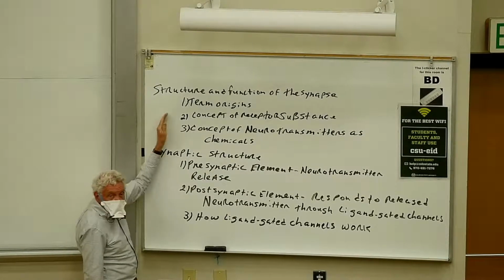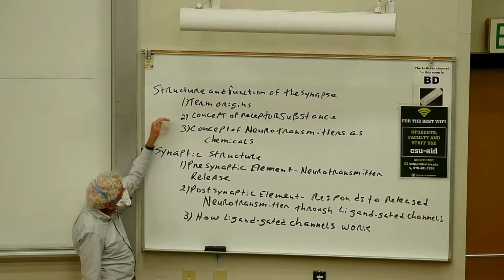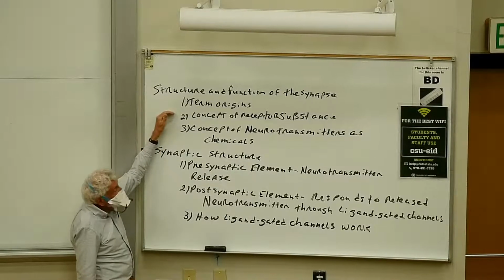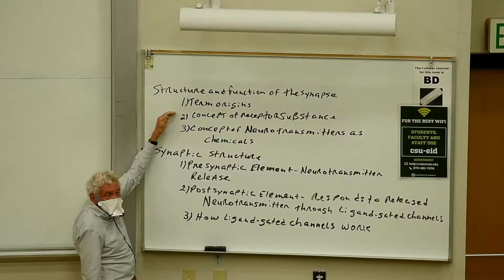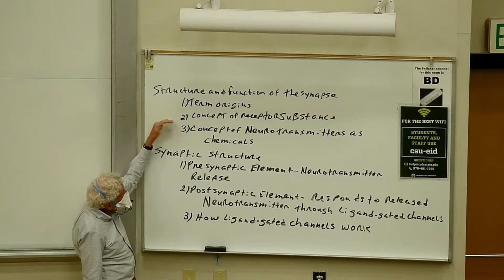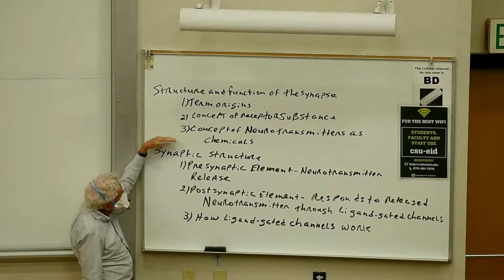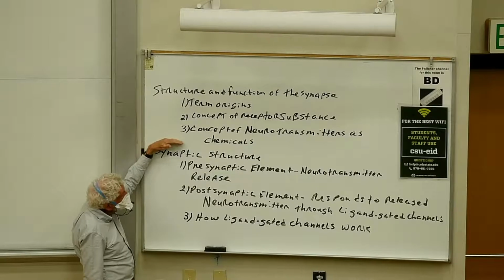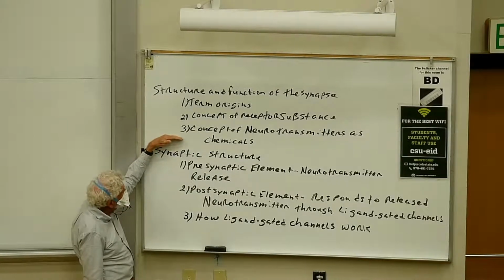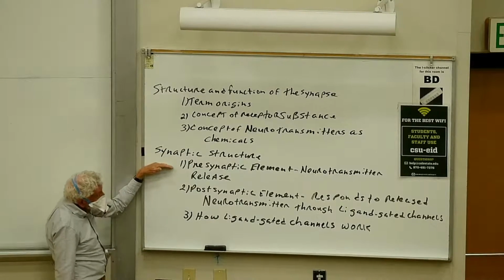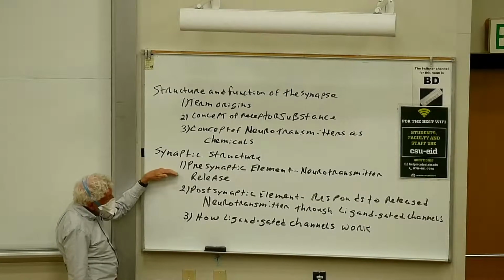Synapses have a long history, and I want to give you some story of where this all came from. It originated in the early 20th century, talking about synapses being a place to clasp or hold. We'll talk about the idea of a receptor substance, and then we'll talk about the crucial experiments that showed that neurotransmitters were chemicals. And then we'll talk about synaptic structure and what the components of the synapse are.